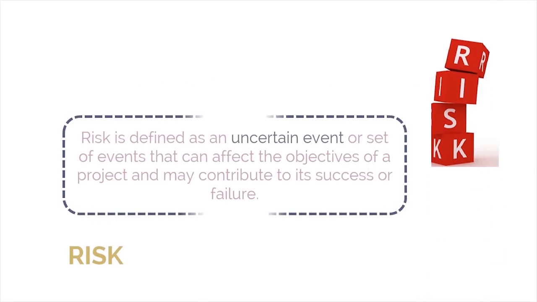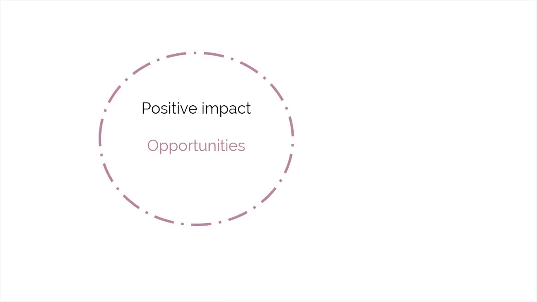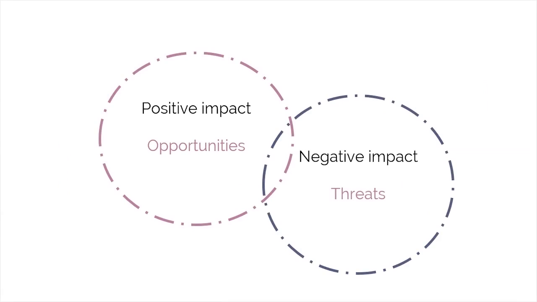What is risk, and how do you define it? Risk is defined as an uncertain event or set of events that can affect the objectives of a project and may contribute to its success or failure. Risks that are likely to have a positive impact on the project are referred to as opportunities, whereas threats are risks that could affect the project in a negative manner.